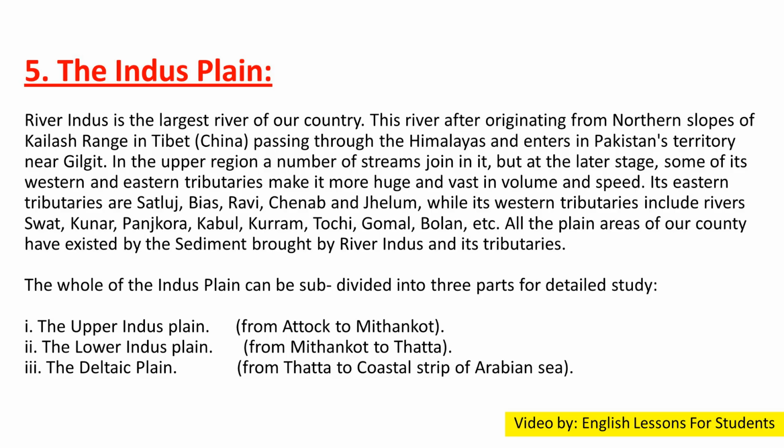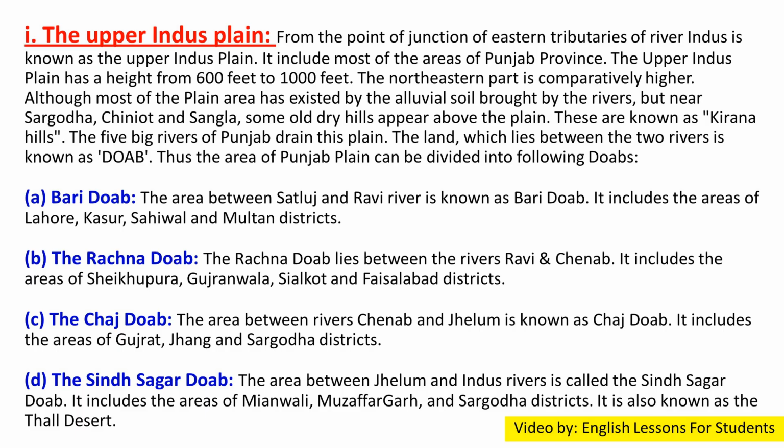The whole of the Indus Plain can be subdivided into three parts for detailed study. Number 1, the Upper Indus Plain from Attock to Mithankot. Number 2, the Lower Indus Plain from Mithankot to Thatta. Number 3, the Deltaic Plain from Thatta to the coastal strip of the Arabian Sea. Now we will study these parts one by one.